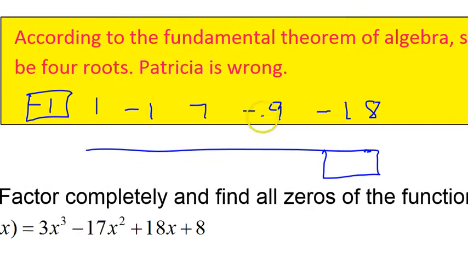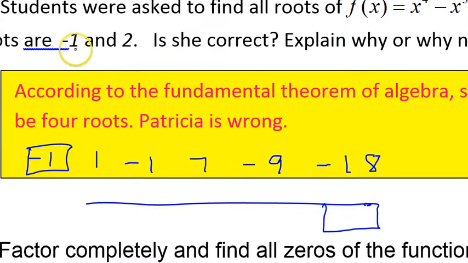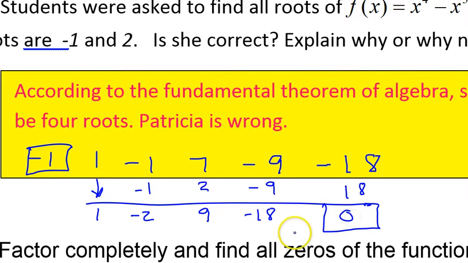Alright, so I'm setting up synthetic division. I'm using one of the roots that Patricia said she found. So 1 times -1 is -1, that makes -2, times -1 is +2, that makes 9, times -1 is -9, that makes -18, times -1 is +18, which makes 0. So far so good.